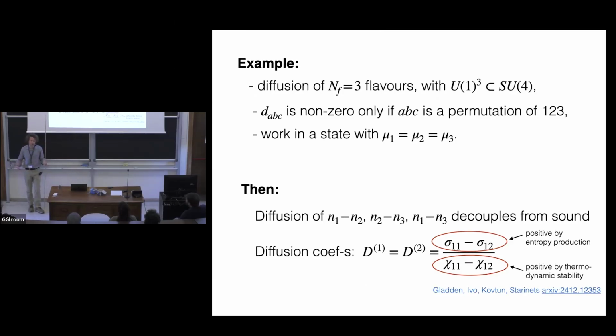So usually sound fluctuations are a little bit messy because it's a scalar channel, everything couples to everything. But in this state, the difference fluctuations are going to decouple from everything else. And these difference fluctuations will have diffusion coefficients, which is one of the eigenvalues of the conductivity matrix divided by one of the eigenvalues of the susceptibility matrix. This eigenvalue of the conductivity matrix is going to be positive by positivity of entropy production. This eigenvalue of the susceptibility matrix is going to be positive by thermodynamic stability. So this was hydrodynamic fluctuations.